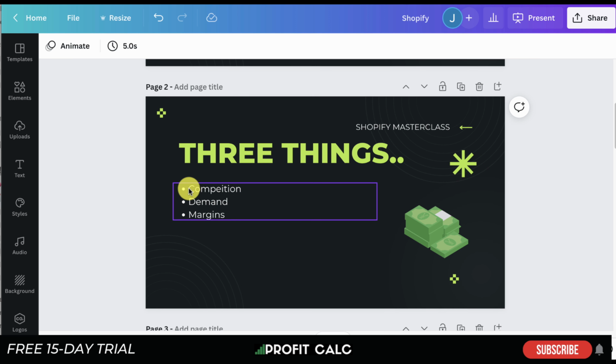So we take a look at competition in itself. It's going to be, what are your competitors pricing their products at? Is it close to yours? Are you way more expensive? Or are you going to be way less expensive? It's going to be a decision you're going to have to look at.